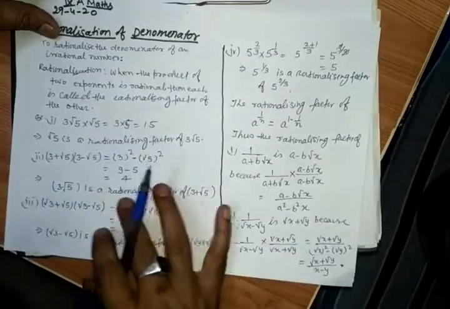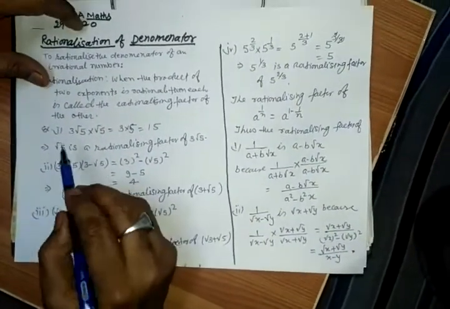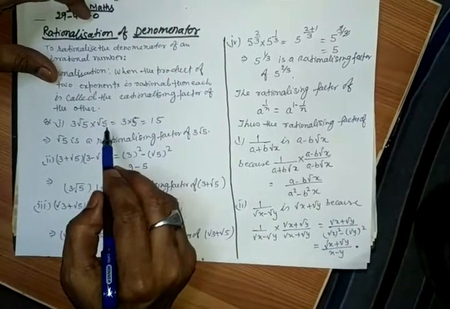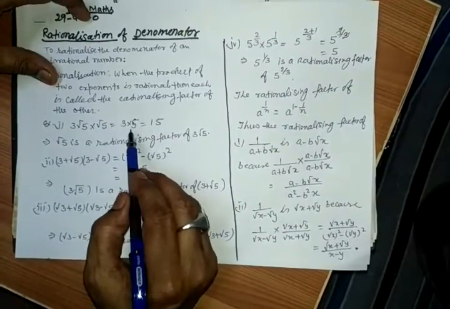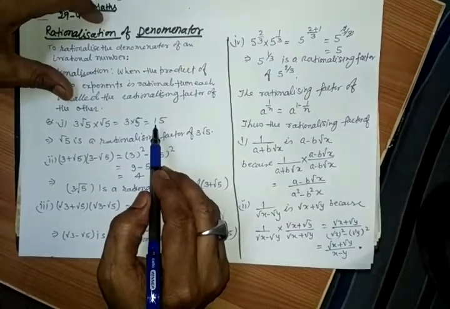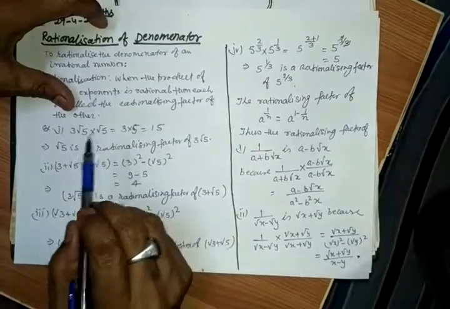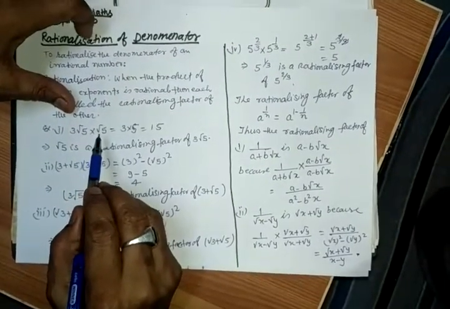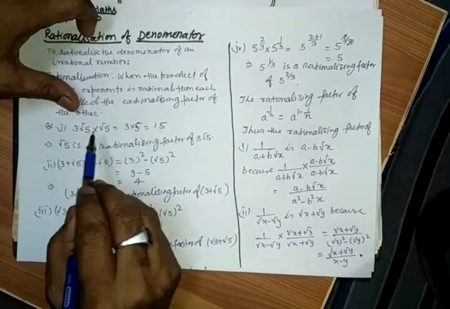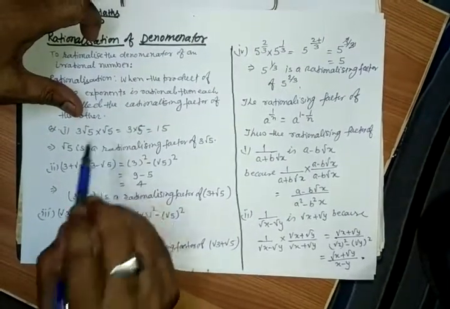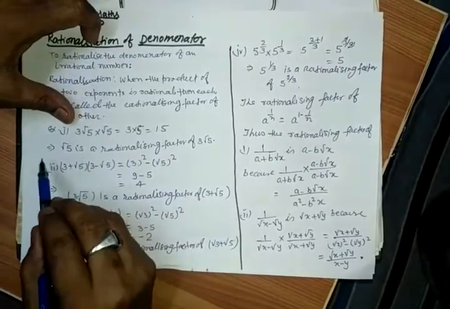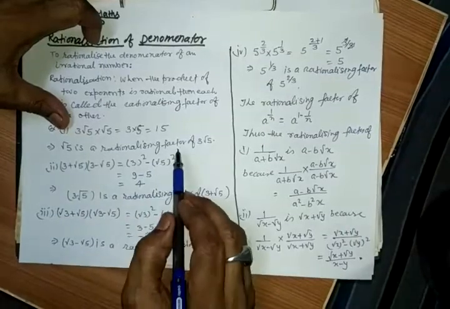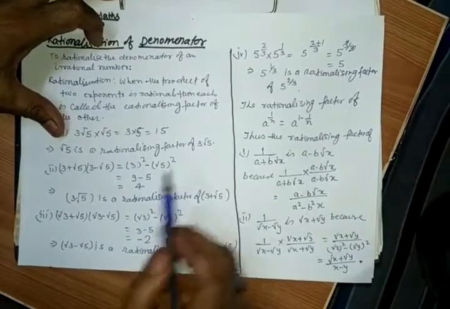As an example, first, 3 root 5 multiplied by root 5 equals 3 into 5, that is 15. In the previous class you have read that when a root number is multiplied by itself, the root is removed. Therefore, root 5 is a rationalizing factor of 3 root 5.